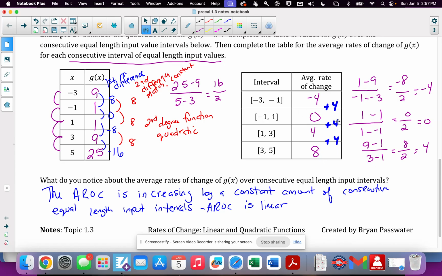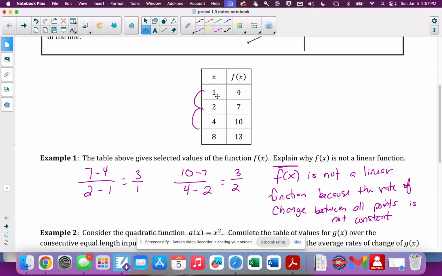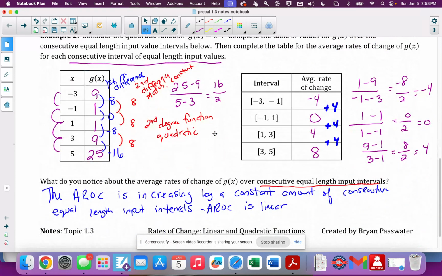But we're also going to take a look at the fact that your average rate of change is increasing by a constant amount. So your average rate of change is linear. But specifically, we have to talk about over consecutive equal length input intervals. That's a really big thing that we have to keep putting into our vocabulary because it does make a difference when the intervals are all equal length. Like up here, we wouldn't have been able to do that. We would have had to have 1, 2, 3, 4 to have consecutive equal length intervals. 1, 2, 4, 8 doesn't work. So it's a really, really big deal to have consecutive equal length intervals.